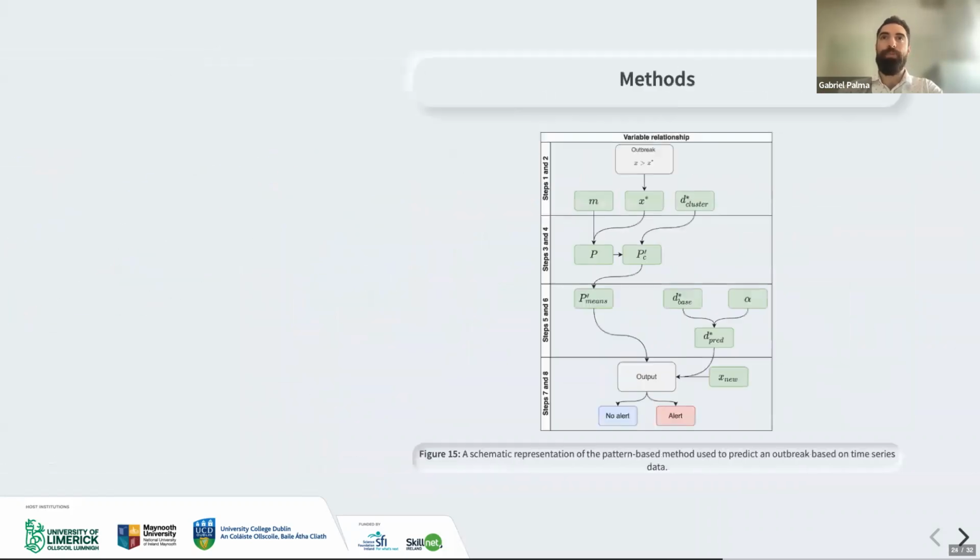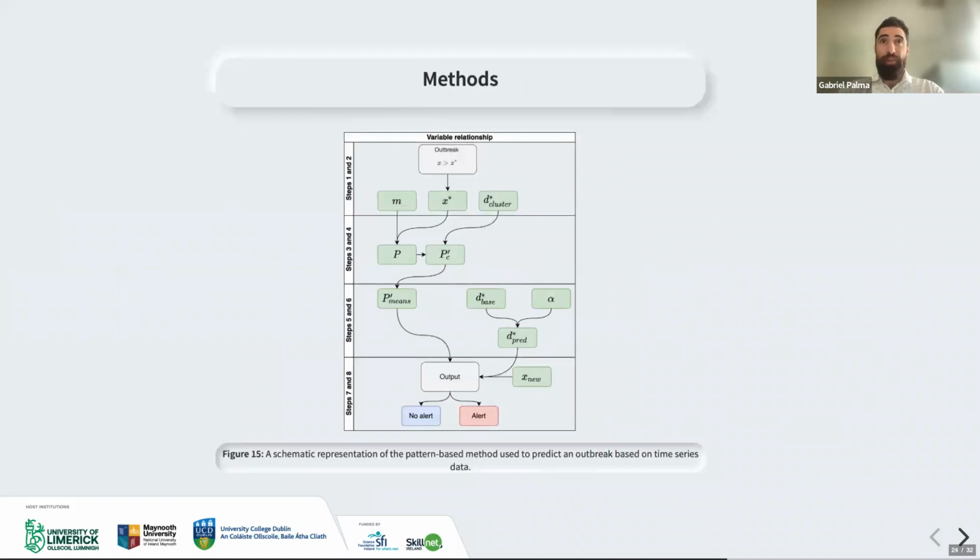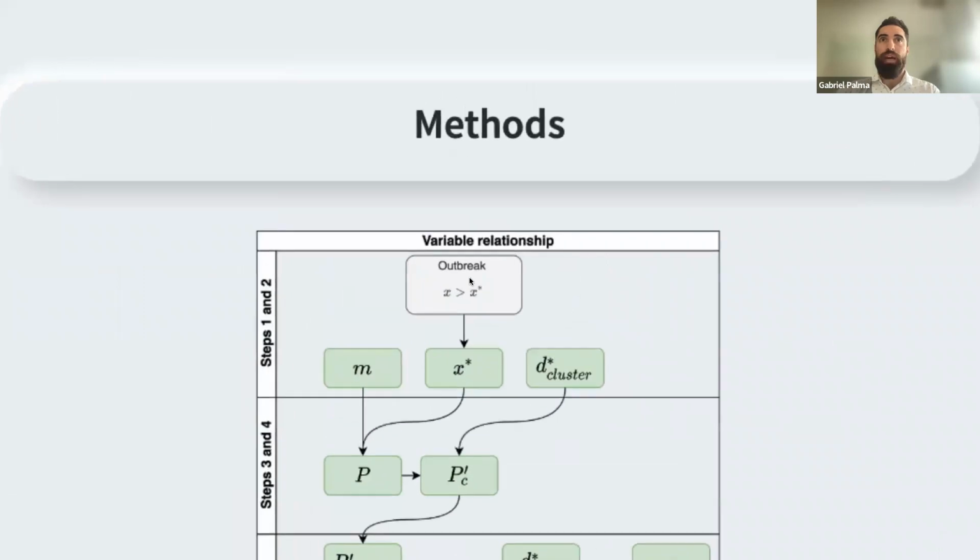So that's the idea. So as a summary of what the method is, you will first have some variables relationship. So we have the first and the second step: first we have to decide what is an outbreak or not. To do that, first you have to look at X star, for example. The X star will be the threshold that I mentioned, the red line.